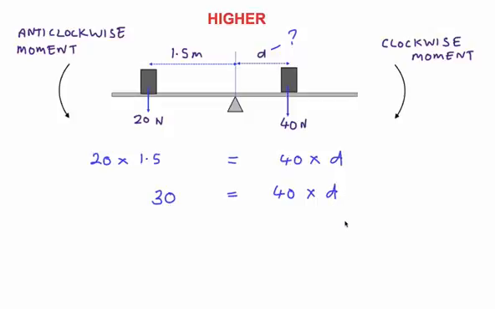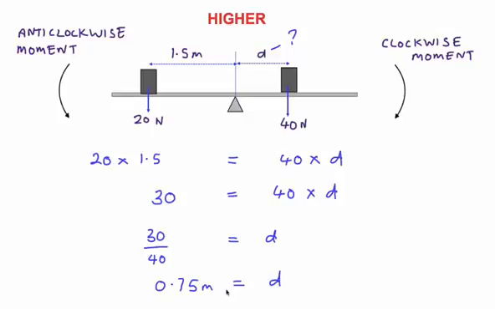So if you are good enough at maths, you can just rearrange this a little bit, and the way we do that is we divide everything by 40 in order to get rid of this 40 on this side. So we'll end up with 30 divided by 40 equals d, and therefore 30 over 40 is 0.75. That means our distance is 0.75. Don't forget the units, it's in meters.